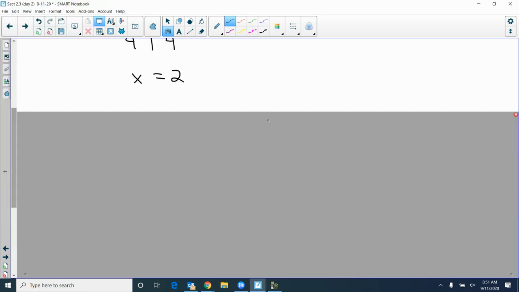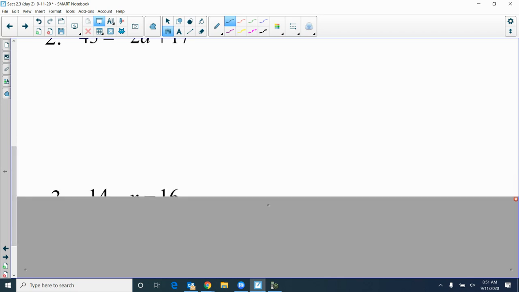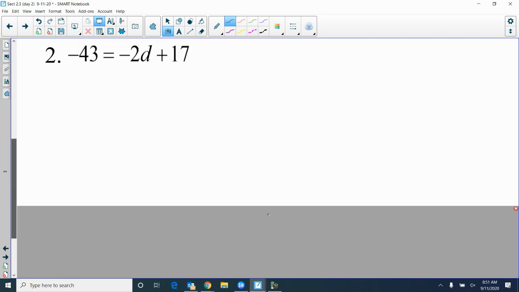All right, that second one, -43 equals -2d plus 17. Okay, line down the middle. Christian, what do you say? Subtract 17 from each side. Good, subtract 17. And I'm going to make that a -17. All right, tell me what to write from left to right.